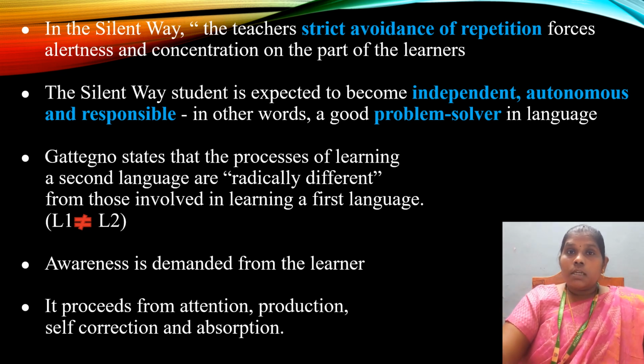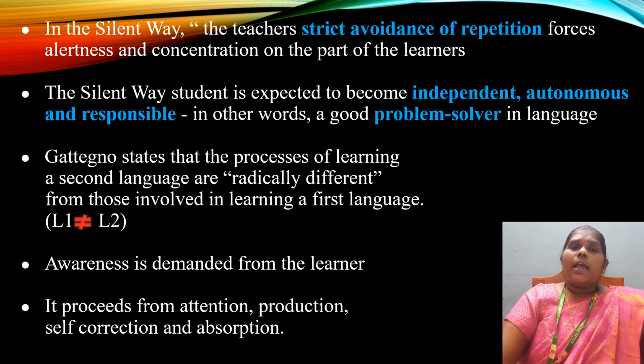In that one chance, the learner must listen to the teacher and be attentive and alert, and concentration should be more, because even if you ask a second time, the teacher will not tell you. That is a very important thing. And the next one is that the silent way student is expected to become an independent learner, an autonomous learner, and, very important, a responsible learner. They have to be independent, autonomous and responsible. IAR: independent, autonomous, responsible.